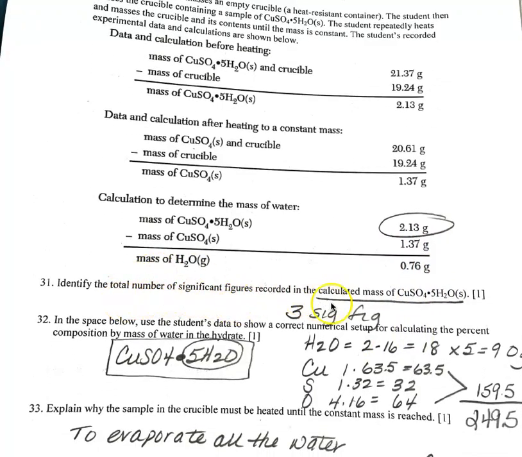Identify the number of significant figures recorded in the calculated mass of the copper sulfate pentahydrate. 2.13, they're all integers, so that's 3 significant figures. Remember, leading zeros never count. Trailing zeros only count when there's a decimal. In the space below, use the student's data to show a correct numerical setup for calculating the percent composition by mass of water in the hydrate.